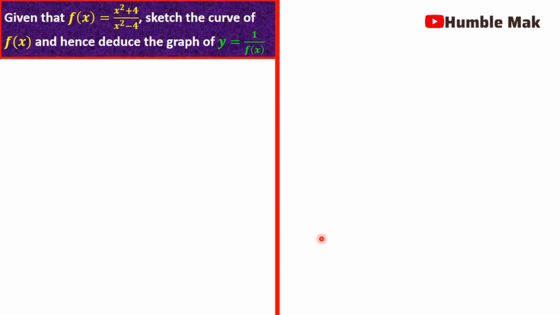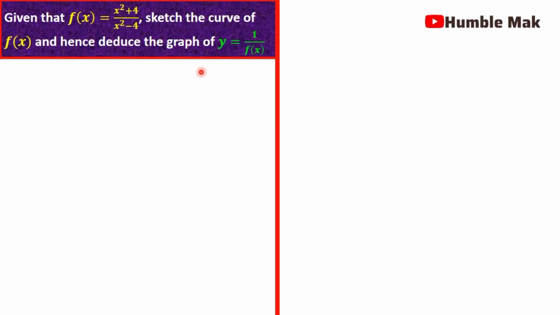If you give me less than 15 minutes, friends, I shall clear every doubt you have about curve sketching and further curve sketching. So this question wants us to sketch the graph y equals (x squared plus 4) over (x squared minus 4), and deduce the graph of the inverse function y equals 1 by f of x. Okay, so friends, let's get started.